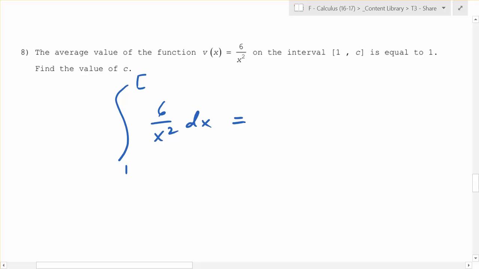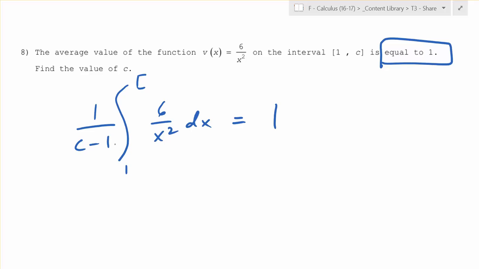And what is that going to equal? It tells you equal to what? 1. So you're solving this. How do you do that? Well, for the average value, don't you need 1 over what? c minus 1. You're absolutely right. I'm very sorry. It says average value, not the total. Yes, absolutely right. So now we can integrate that.